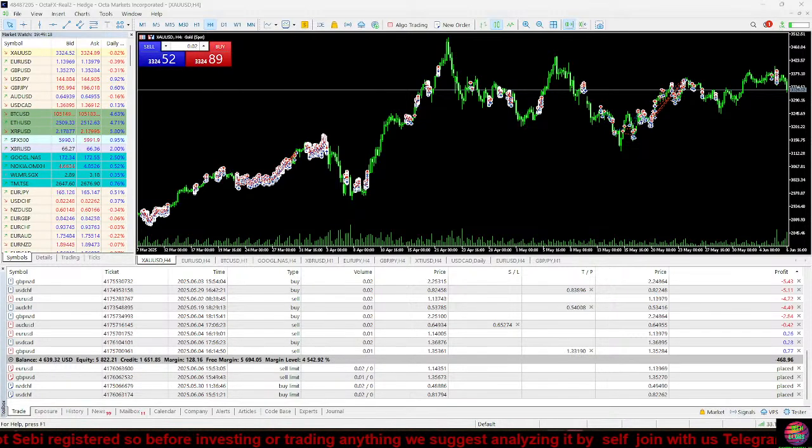Literally a head and shoulders right there. And you can see how that happened at the high of a market and it was a reversal pattern heading to the outside.